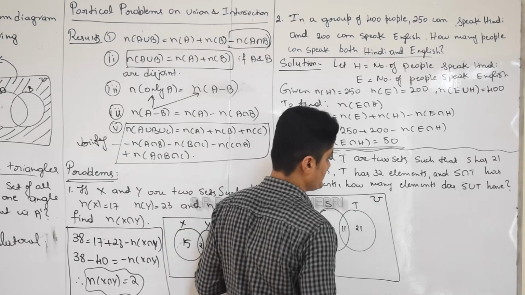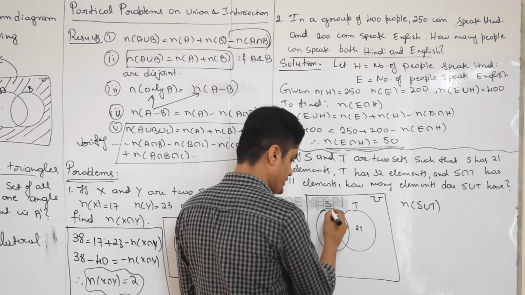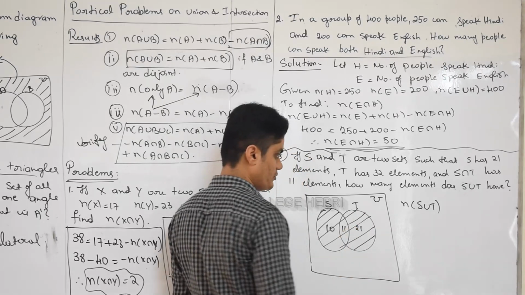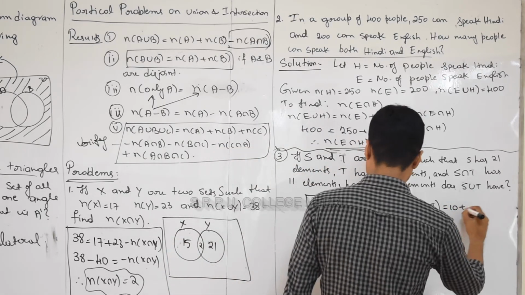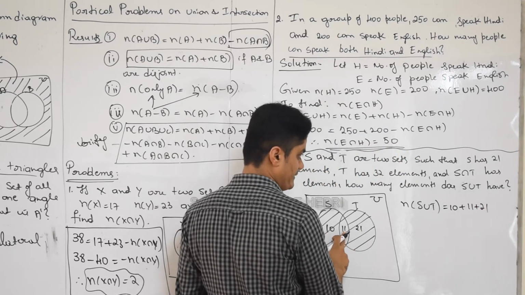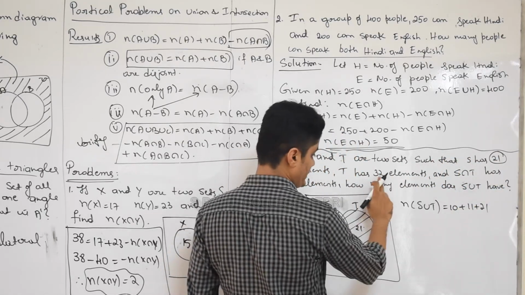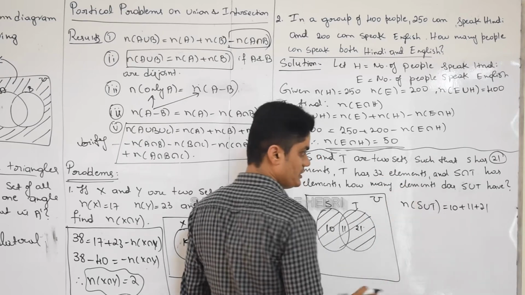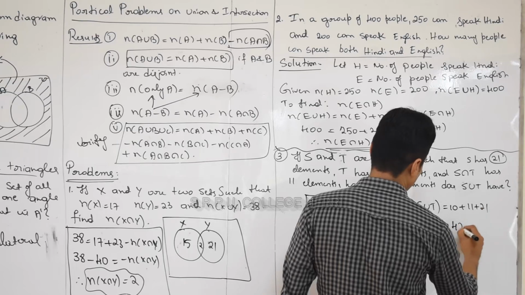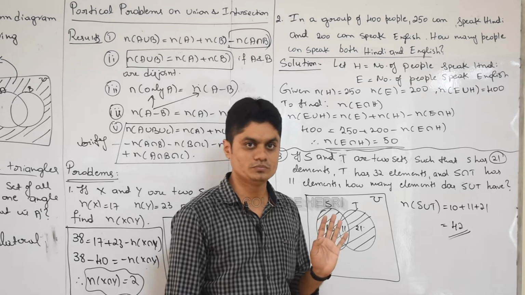Okay, this is the universal set. So what is required? n of S union T. What is S union T? This region is S union T. So how to get S union T? Add all the numbers which are visible in the diagram. 10, 11 and 21. 10 plus 11 is 21, so the number of elements in S is 21. 21 plus 11 is 32. Correct? So then what is the answer? 10 plus 11, 21. 21 plus 21, 42. So the number of elements in S union T is 42.